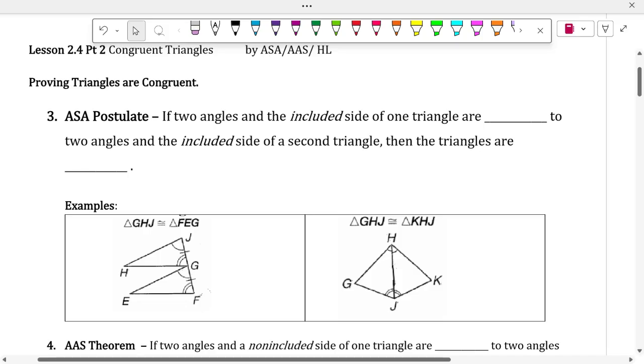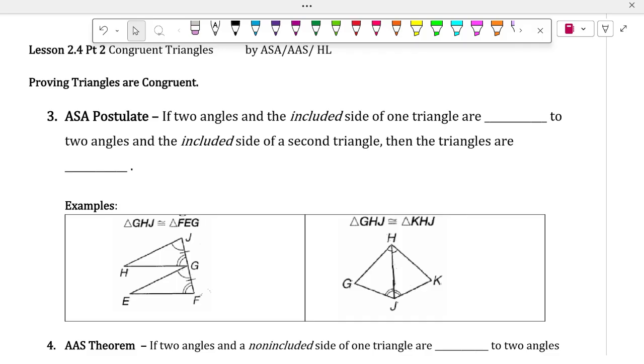All right, so yesterday we talked about two of the congruency postulates. We talked about side angle side and side side side. There are a couple more. There is angle side angle, angle angle side, and hypotenuse leg. Those three we're going to talk about today. Overall, those are all the postulates that you can use to show that two triangles are congruent.